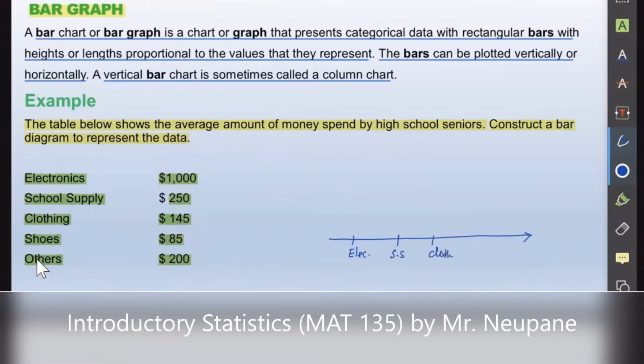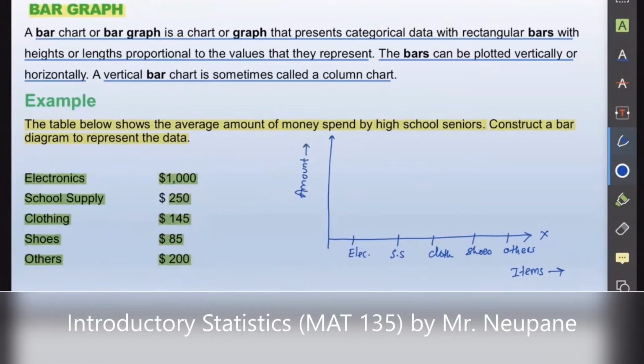Okay, clothing. Then we have shoes and others. So we have the items along the x-axis. Then along the y-axis, we'll plot the amount of money they spend on each item. So along the y-axis, we are going to plot the amount spent in dollars. That's the amount.